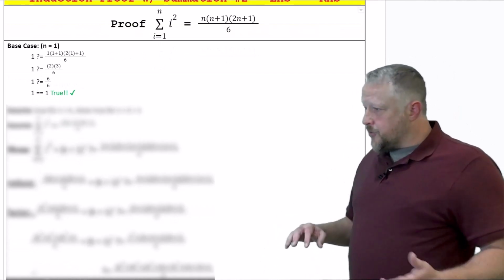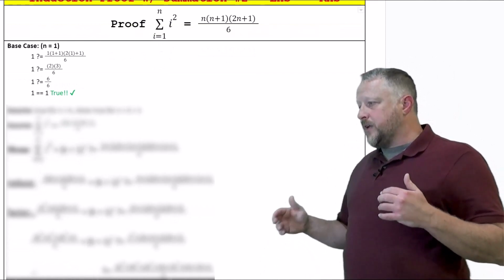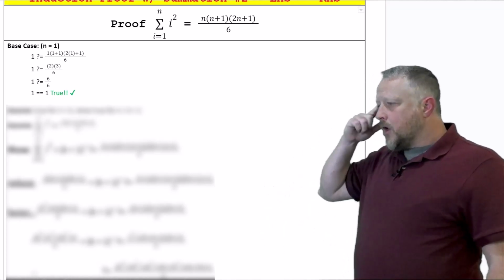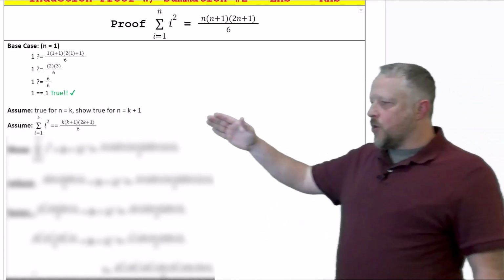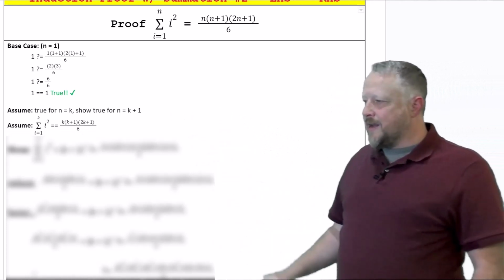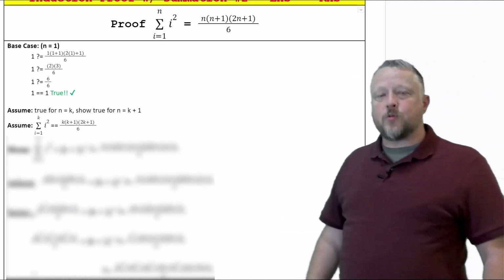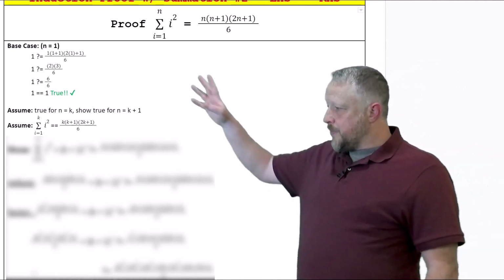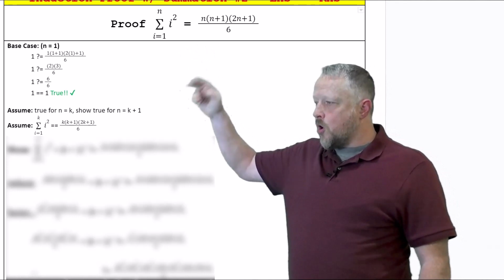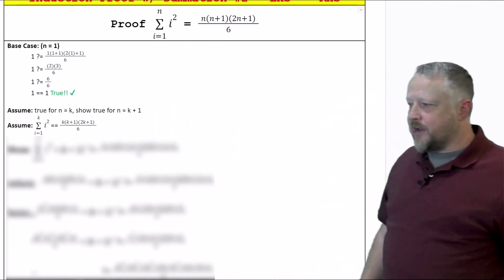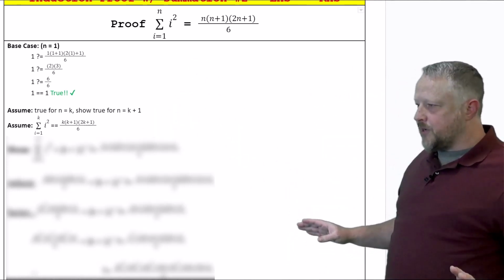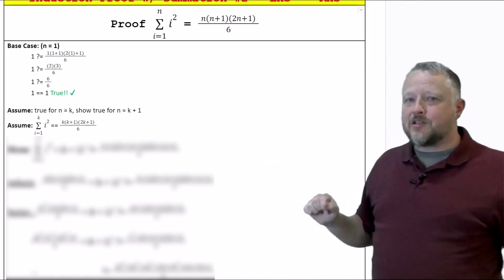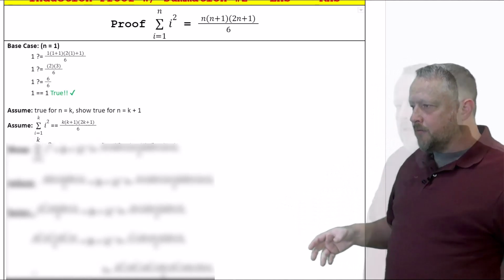Next is we got to do some assuming, and we need to show something. Let's put it that way. Our first part, you're going to always see this: assume true for n equals k, show true for n equals k plus 1. So we're going to assume that because of our base case that these two are equal, and that's exactly what that one is saying right there. So again, nothing crazy. But notice the assume now uses k instead of using n.